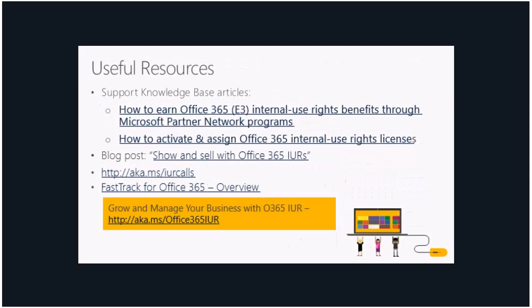In the same way as for Azure, there is a video that talks about how to activate your Office 365 license. There are also additional resources listed on the knowledge base article itself. There's another article that talks about how you earn Office 365 IUR benefit through the Partner Network program. I already walked you through that in terms of membership, right? So for Action Pack, you get 5 and you can earn 5 additional. If that's not clear to you yet, you can go back and read this if you'd like.